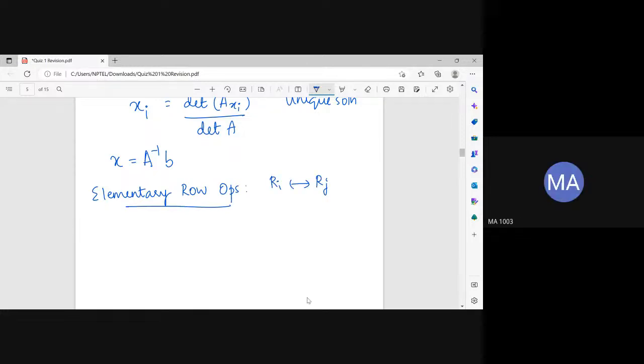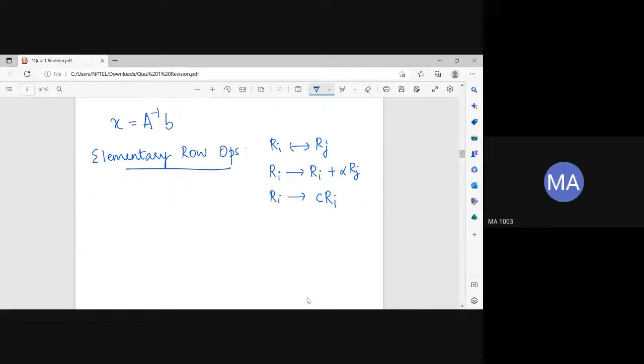You're allowed to interchange two rows, so you can interchange the ith row and the jth row. This is the operation that we represented. And you can replace a row with a scalar multiple of another row. You can add a scalar multiple of one row to another row and replace a row with that. Or you can replace a row by a constant times that row, so you can multiply a row by a non-zero constant. These are the elementary row operations.